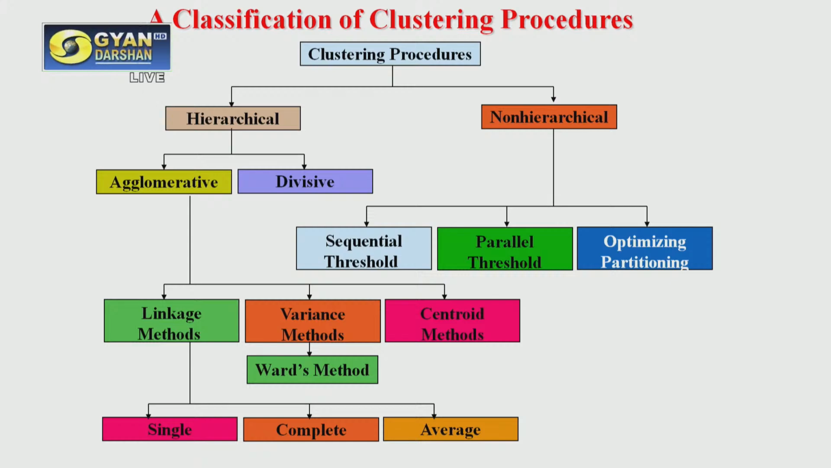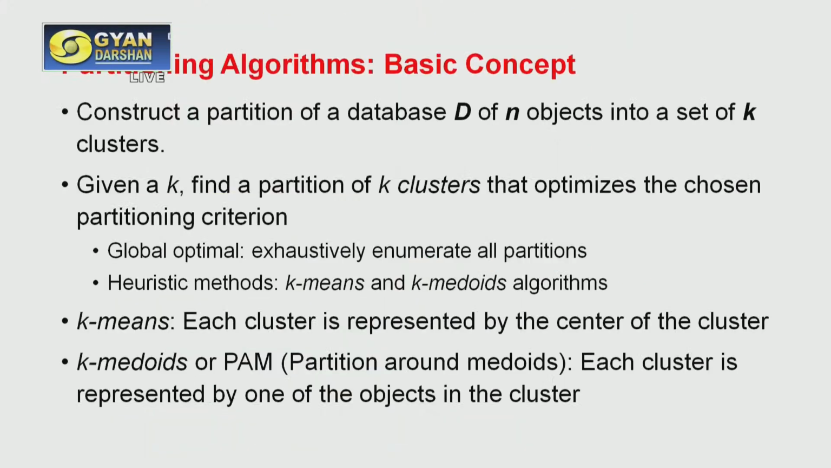And in case of the centroid method, we actually look at the centroid of that particular cluster, and then we try to calculate the clustering techniques. In linkage, again, we have three ways. We have a single approach, we have a complete approach, and then we have an average approach. But today's discussion is actually around the partitioning algorithm.